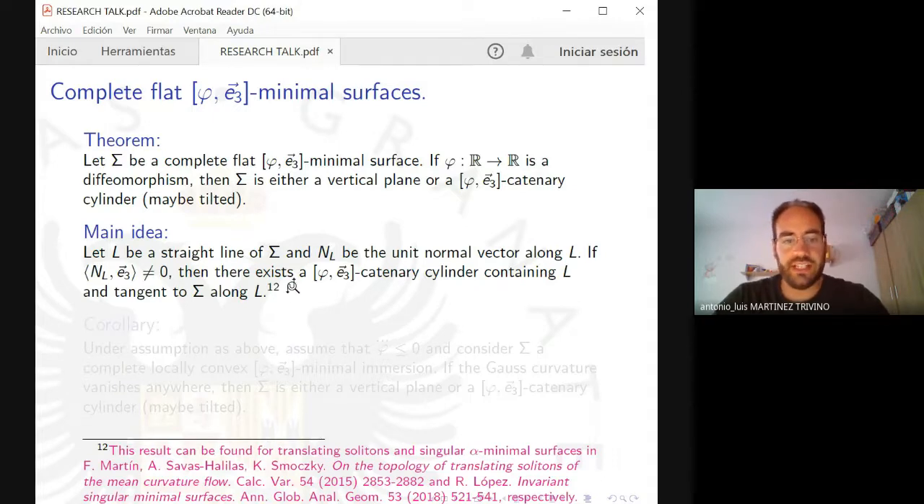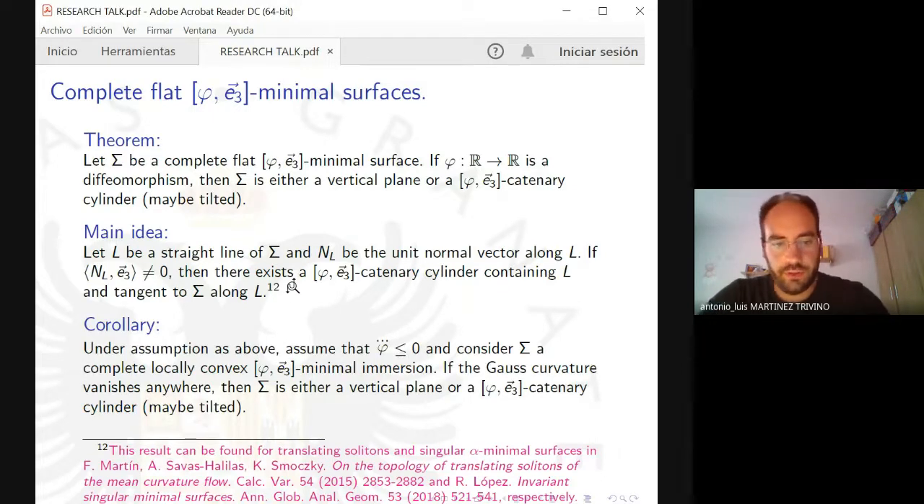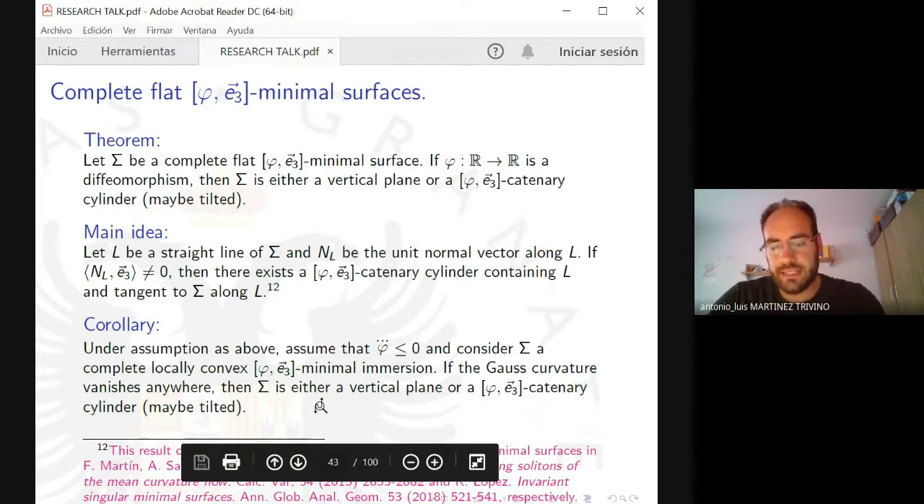As a consequence of this classification, we obtain the following corollary. If we assume that the third derivative of phi is non-positive and consider sigma a complete locally convex phi3 minimal immersion, bearing in mind the maximum principle for the Gauss curvature, we get that the Gauss curvature vanishes everywhere, then the Gauss curvature must be constant zero, and so sigma, using the previous theorem, must be a vertical plane or a phi3 catenary cylinder.